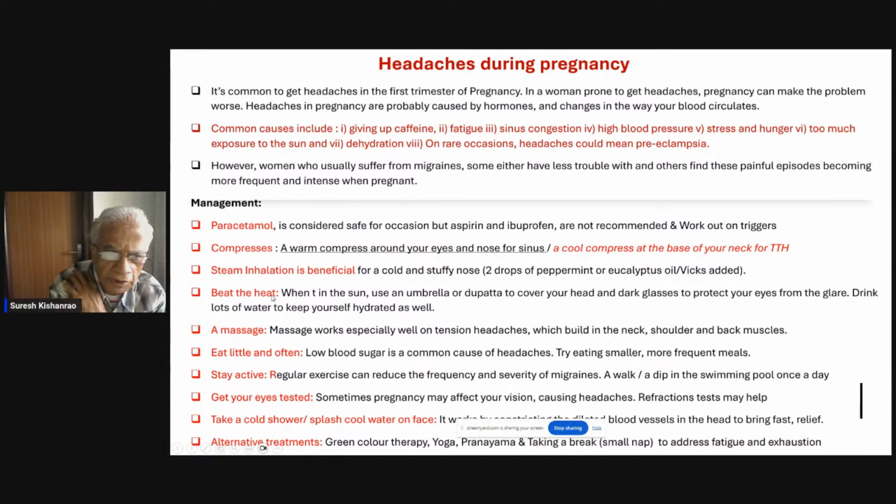Avoid heat; now that the summer is coming, be careful to avoid the heat. A mild massage over the back and shoulder is another easy way of helping pregnant women. Eating small meals, staying active, getting the eyes tested, and taking a cold shower help. Alternately, meditation, yoga, and pranayama should be advised for all pregnant mothers.